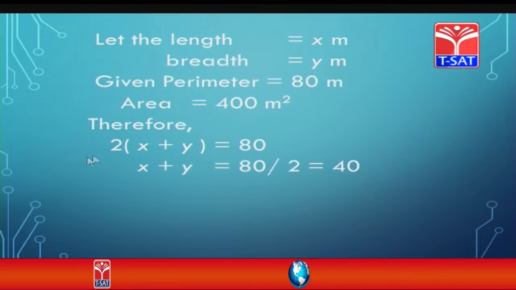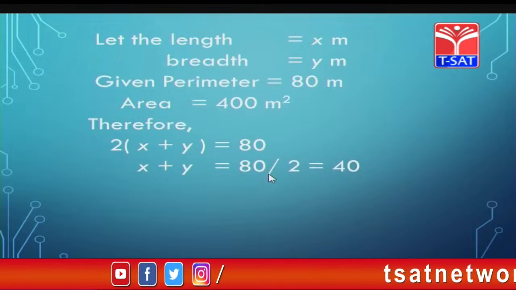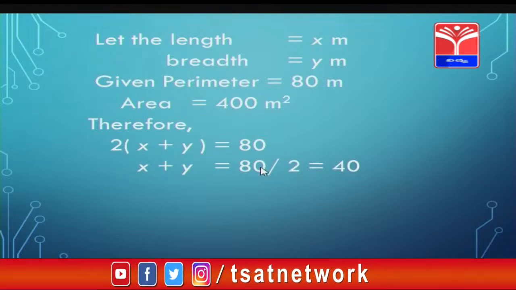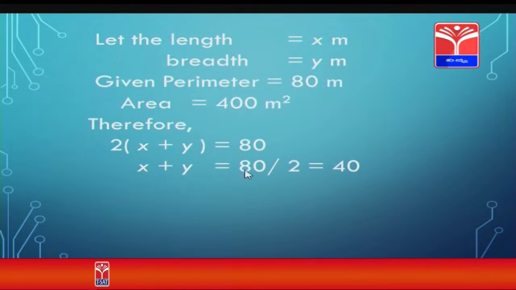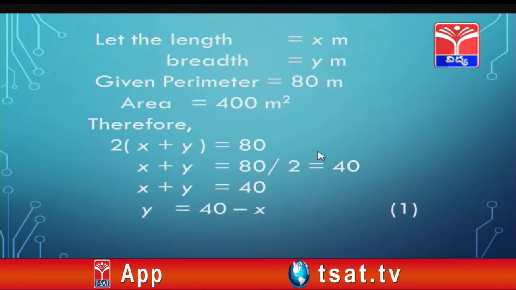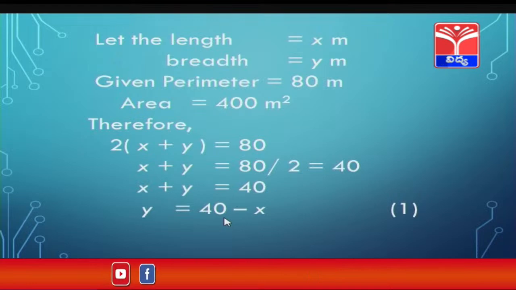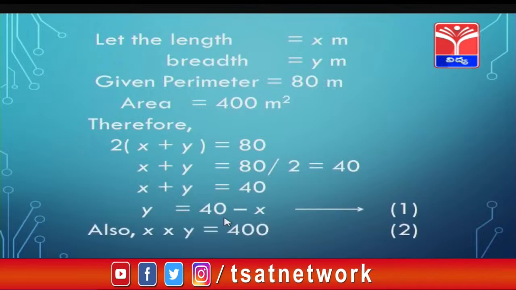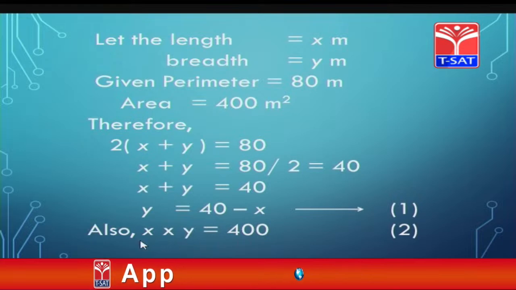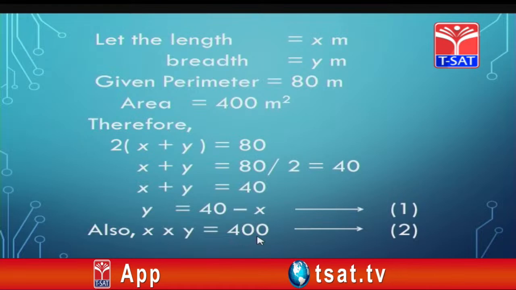When I transpose this 2, which is multiplied on the left hand side, to the other side, it divides the 80 on the right hand side. So, I get x plus y as 80 by 2, which is 40. I am transposing this x to the other side, and considering this equation, y is equal to 40 minus x, as equation 1. Also, the area is equal to 400, which means x into y should be equal to 400. I consider this equation as 2.